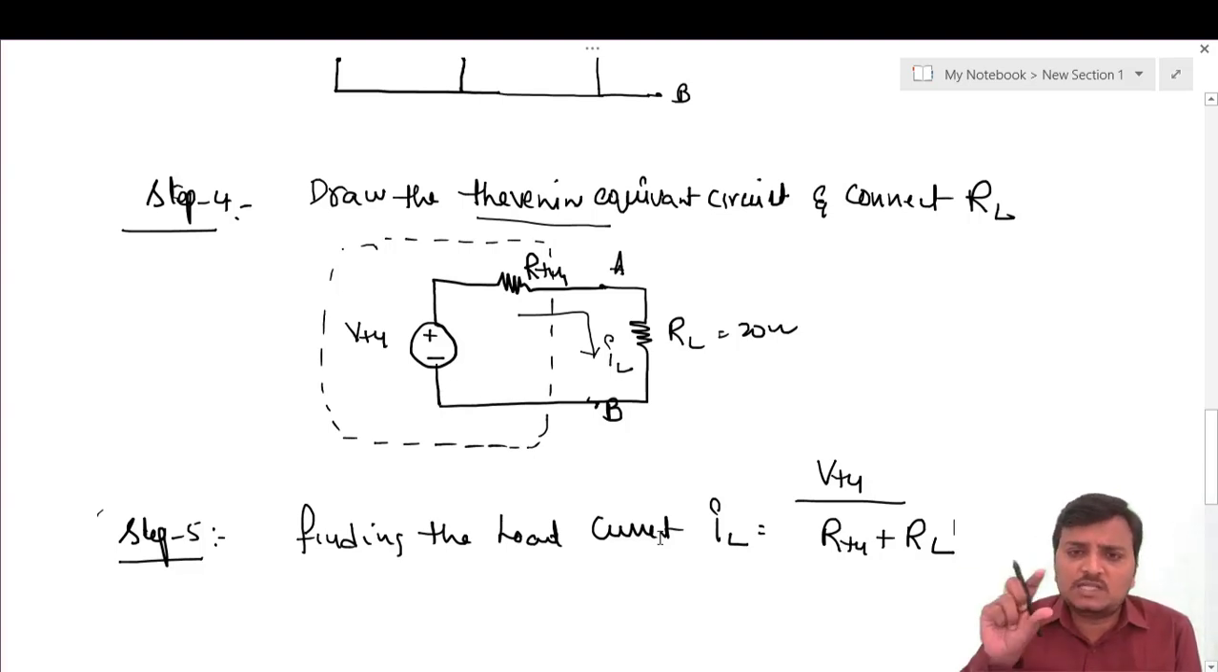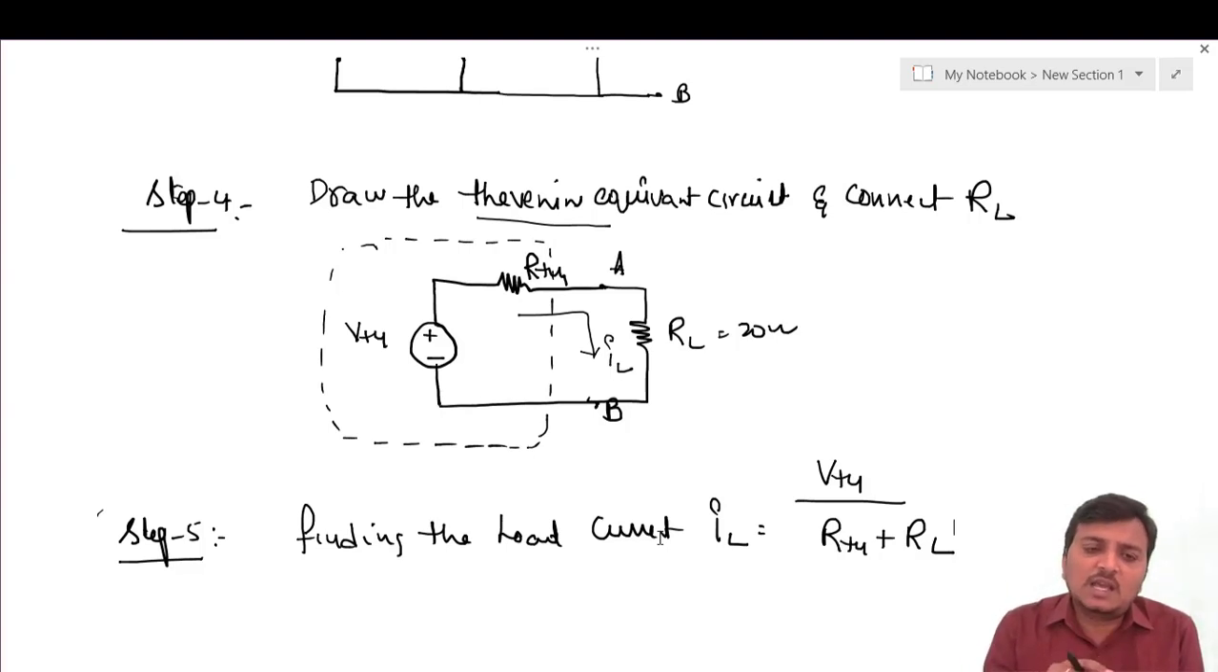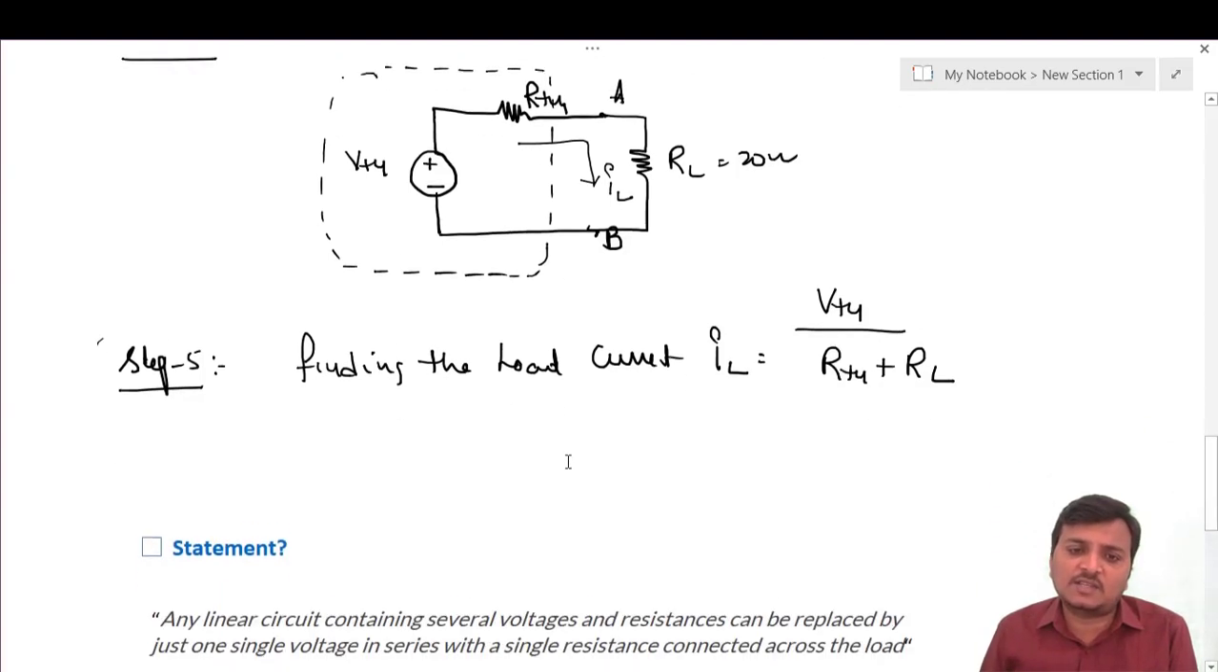Whatever the circuit, you consider one resistance as the load resistance and apply the Thevenin's theorem procedure. Step 1, remove the load resistance. Step 2, find the VTH. Step 3, find the RTH. Step 4, draw the equivalent circuit like this. And step 5, simply write the current IL equal to the standard equation, VTH divided by RTH plus RL. So this is the simple procedure for how to apply Thevenin's theorem.